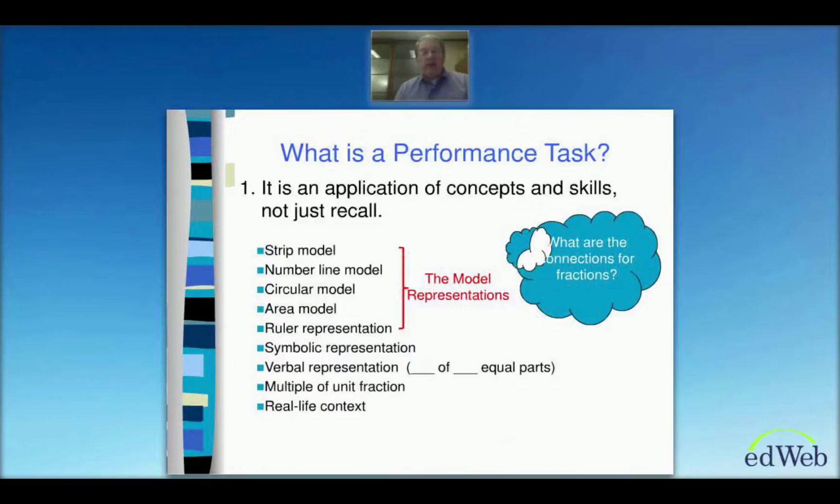With fractions, if we take a look at another concept area, there are a lot of different types of models that we want students to be able to understand. Strip models, number line models, circular models, and area models, and to relate all of those to the symbolic, verbal, real-life context, and in addition, the idea of a fraction as a multiple of a unit fraction.